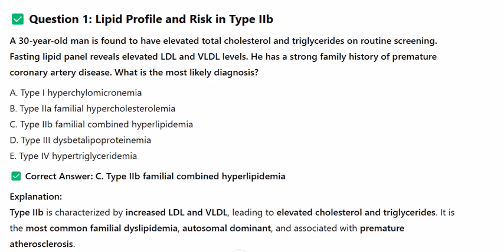Fasting lipid panel reveals elevated LDL and VLDL levels. He has a strong family history of premature coronary artery disease. What is the most likely diagnosis? A. Type 1 hyperchylomicronemia. B. Type 2A familial hypercholesterolemia.